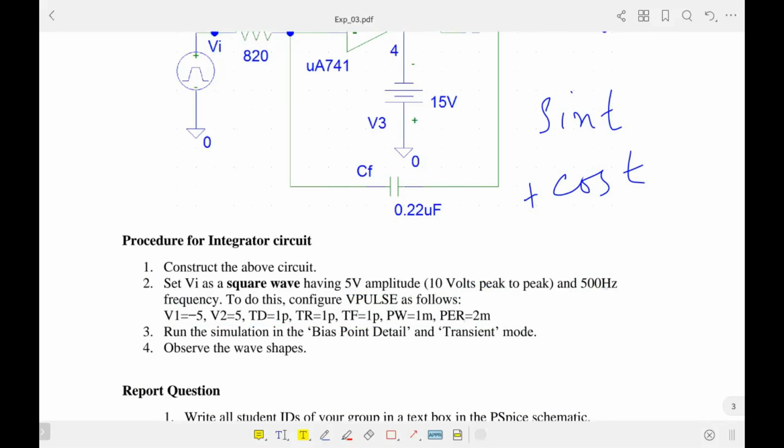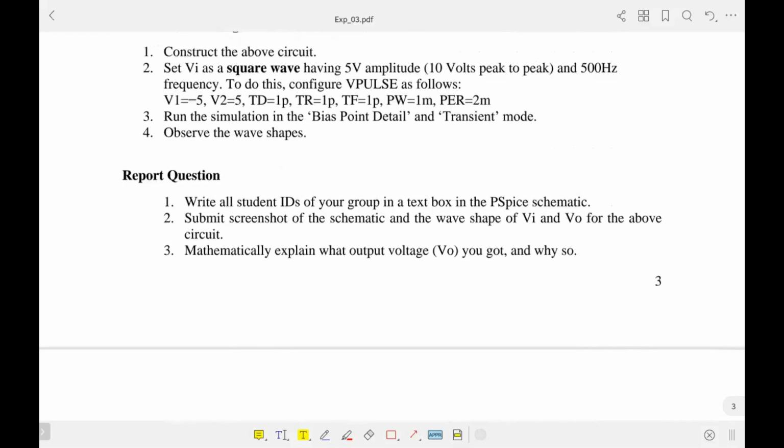I will show you in the PSpice, so don't worry. And this procedure and report question I will demonstrate in the PSpice. And our last circuit is the differentiator circuit.